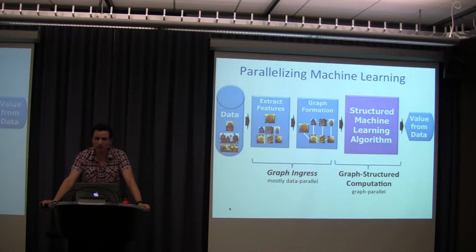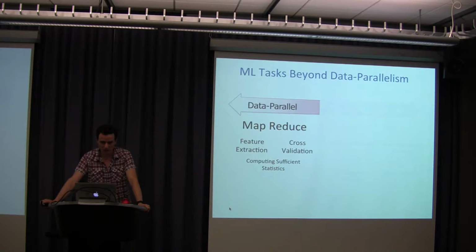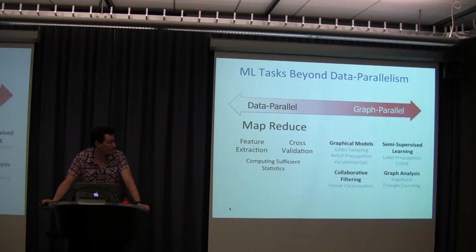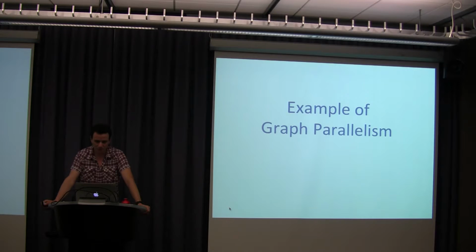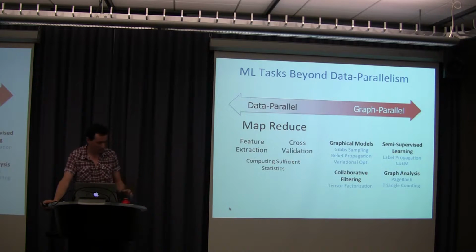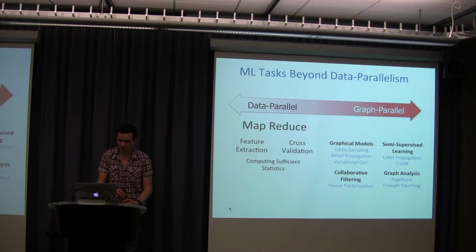And so today I'll talk a little bit about abstractions that allow you to focus on the purple box. So things like feature extraction fit well in the MapReduce setting, and on the right side you might have things like graphical models, semi-supervised learning, collaborative filtering, graph analysis, and other things. So that's the focus of the types of abstractions we're going to talk about today that might be useful in your research.